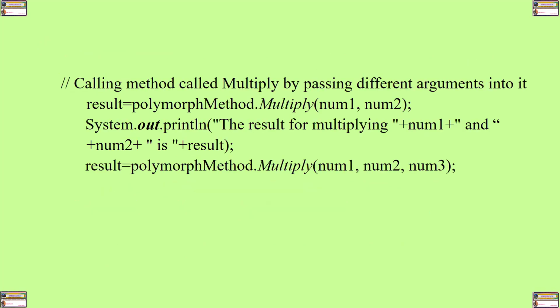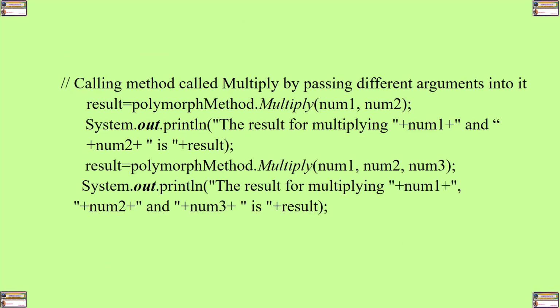And once that value is brought, the control will be brought at this point, and the value that will be returned will be stored in the memory location called result. And then the next statement to be displayed on the screen will be the result for multiplying the content in the memory location called num1, for example, 10.